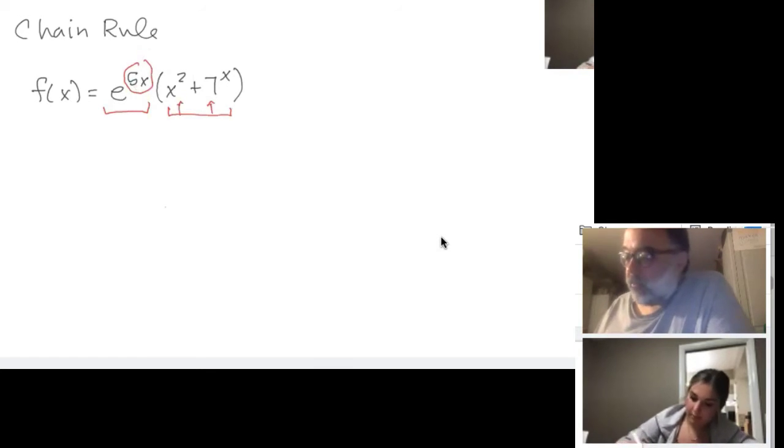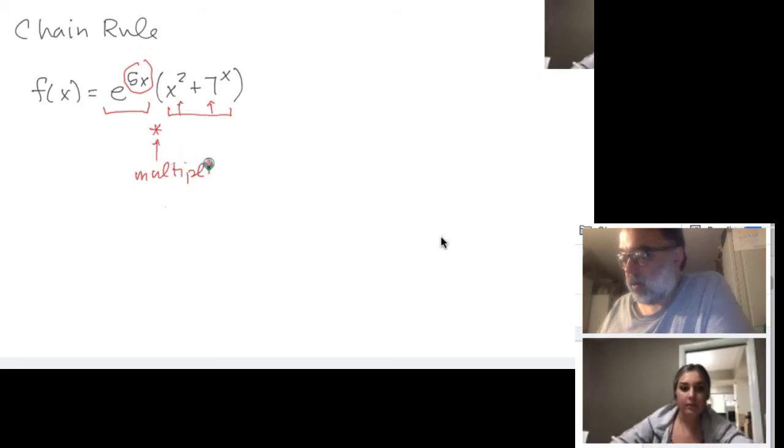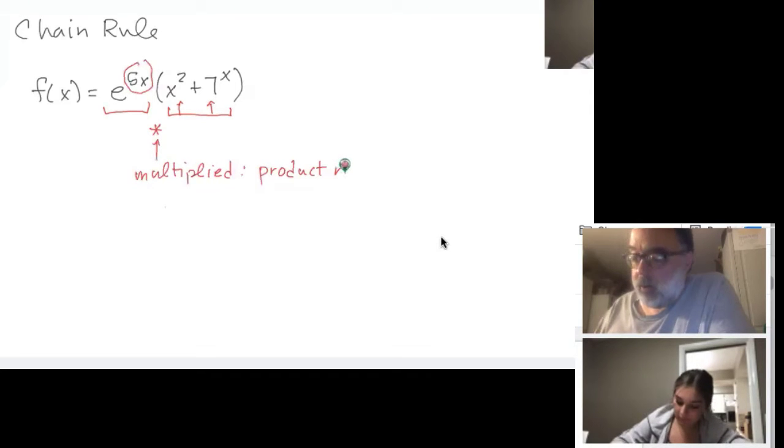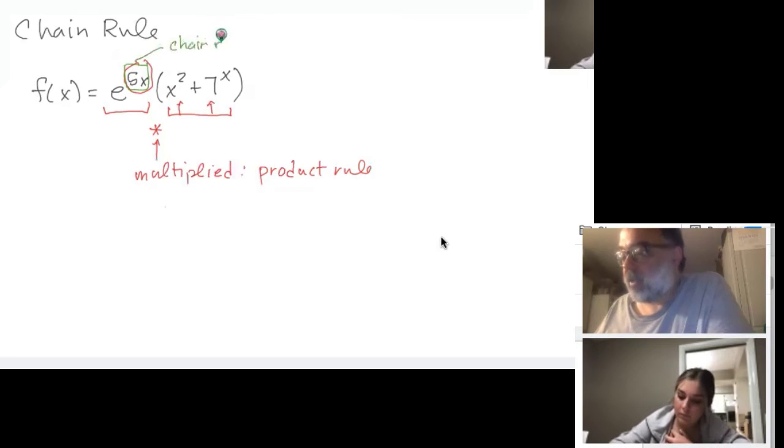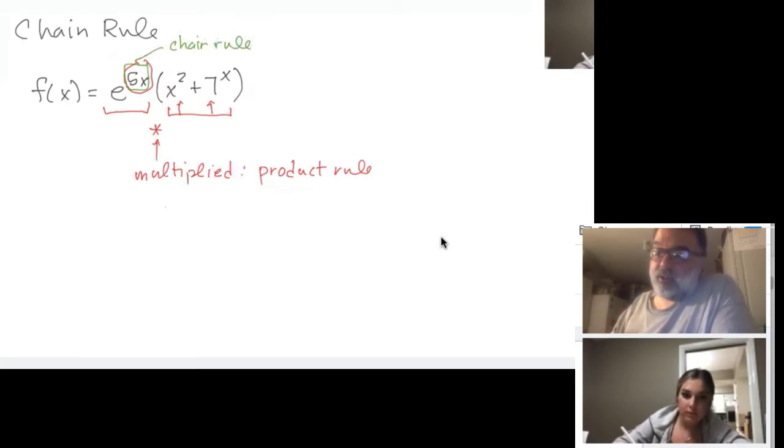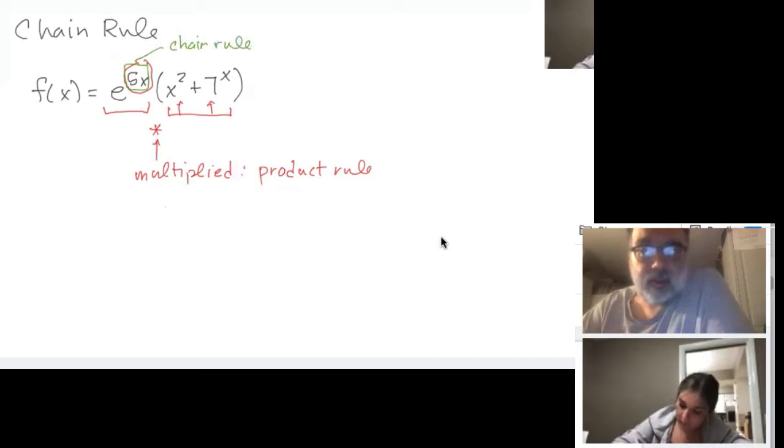So these two are put together. This is not composition, right? This is multiplied. So for that we need product rule. But this part, having the 5x in the exponent, that's going to take chain rule, because we're putting 5x into the function e to the x.